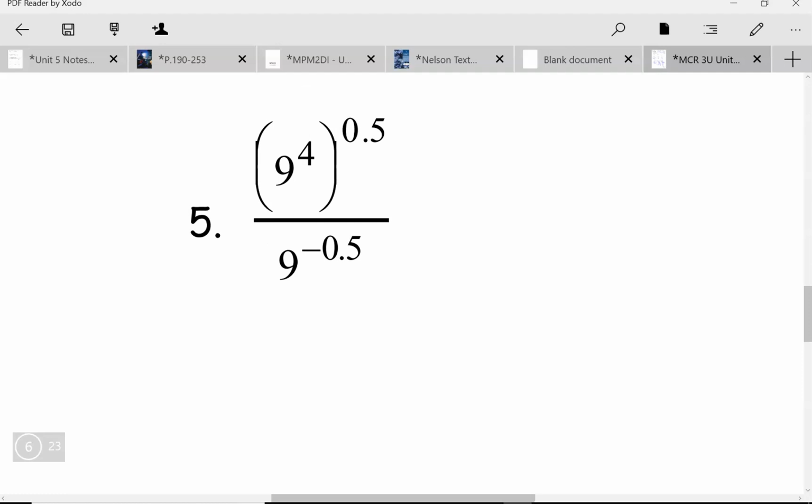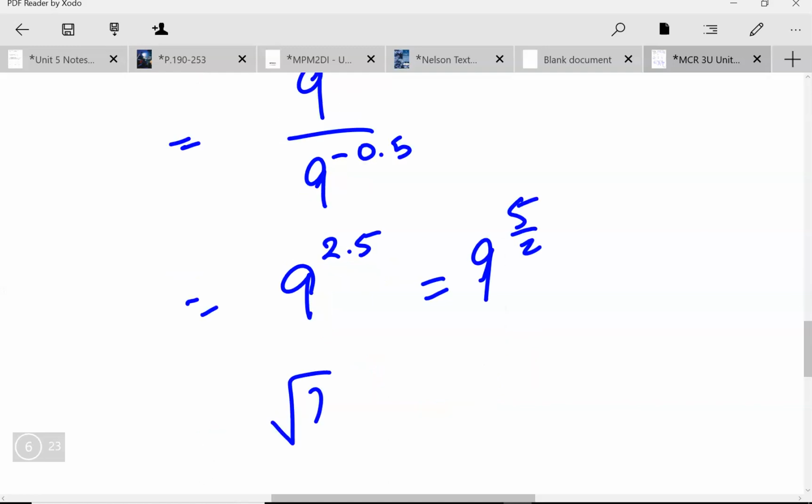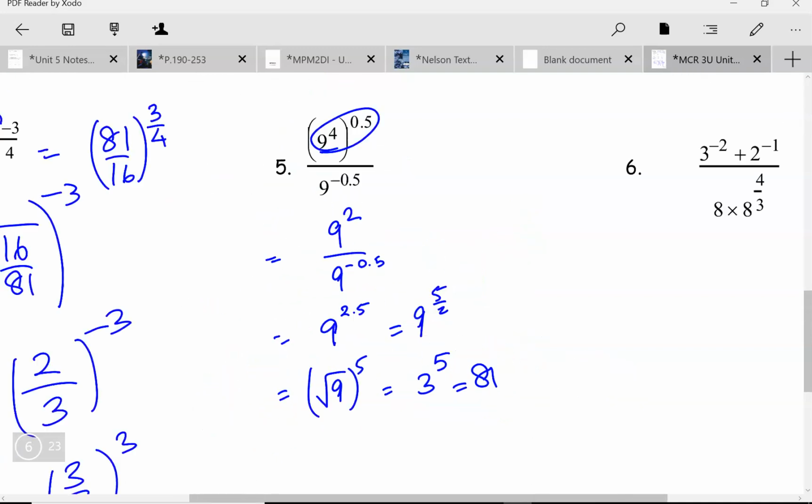Let's take a look at this guy. Doesn't seem too hard. First power of a power. This is 9 squared divided by 9 to the power of -0.5. Again, division rule. 2 plus 0.5 is 2.5, which I'm going to write as 5 over 2, which again is just the square root of 9 to the power of 5. So square root of 9 is 3, to the power of 5, so 3 to the power of 5 is 81.